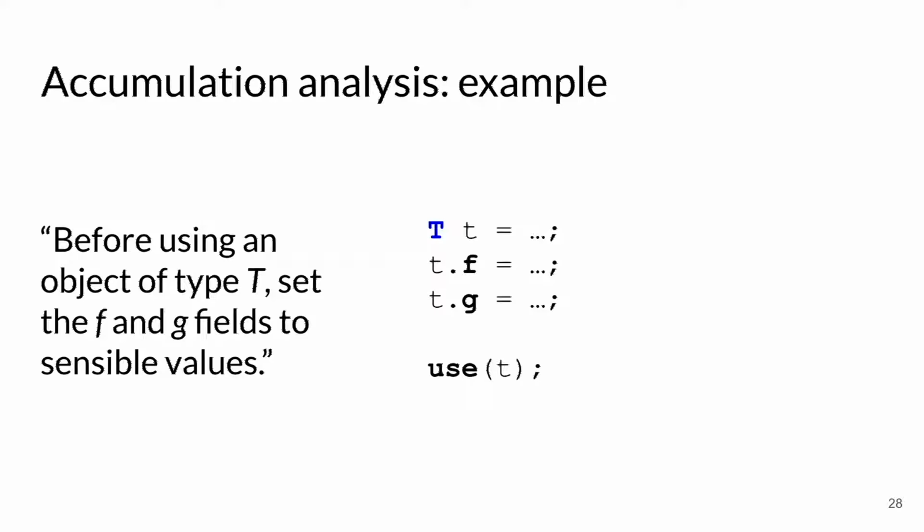The accumulation analysis, rather than a direct FSM, is going to keep track of just a set of which fields have actually been initialized. At the start, it's the empty set. Then after t.f is assigned, the set will be the set containing f, then the set containing f and g, and then we'll be able to validate that this use is okay. But if something happened in the middle there, the analysis is able to forget things, and it will still work out.